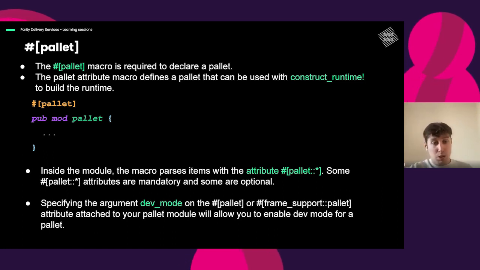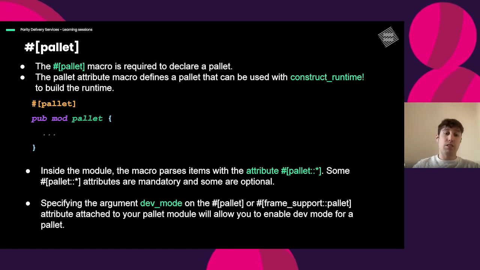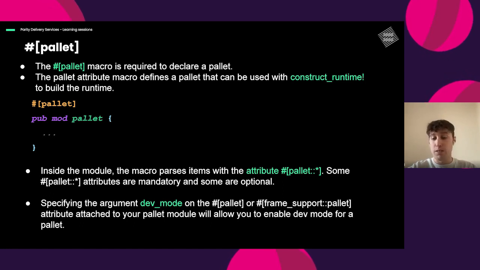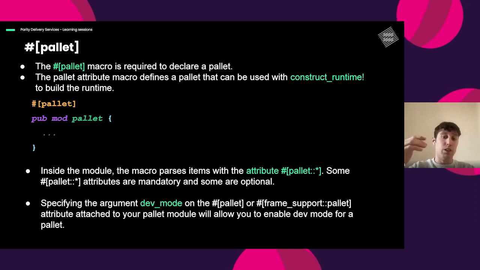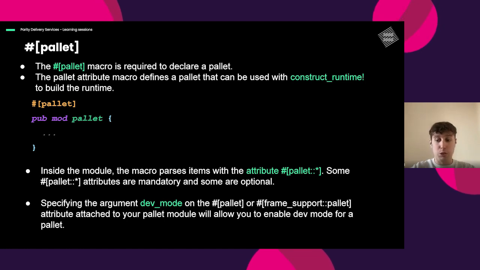And then it's worth mentioning here that there's also an argument that was introduced a few months ago, called dev mode, that you can put inside of the pallet macro, and that helps you to just focus on the business logic. So the compiler is going to be less restrictive, as it's not going to do all the checks that it usually would for a pallet that is going to go to production, just for you to tinker around and to play with the business logic.